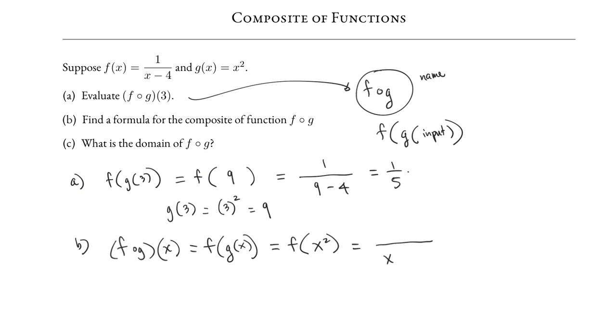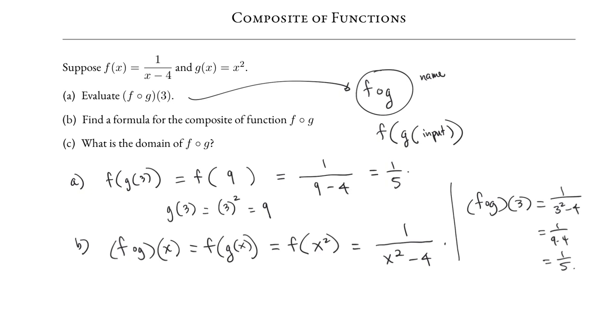The input is now x squared. We subtract 4 and then put 1 in the numerator. Again, f of x is 1 over x minus 4, so f of x squared is 1 over x squared minus 4. This x is a placeholder, and this is a formula for the composite function. Observe that if we were to plug in 3 into this function, we would get 1 over 3 squared minus 4, which is 1 over 9 minus 4, or 1 over 5, which is the same answer we got earlier.